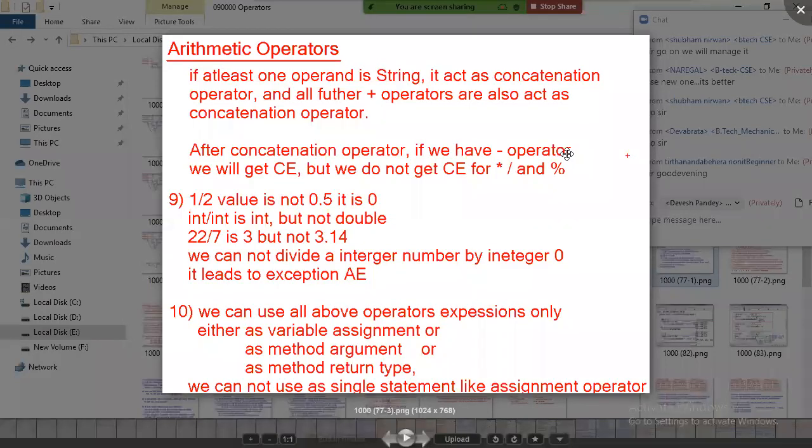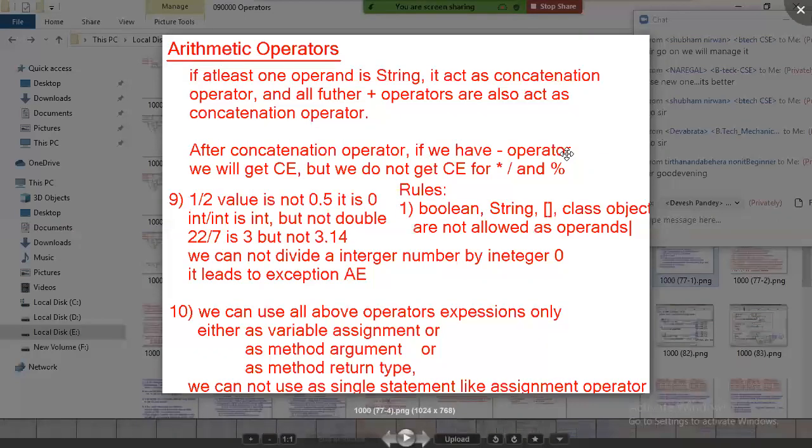We can use all the above operator expressions only as a variable assignment, or as a method argument, or as a method return value. Means all addition, subtraction, multiplication operator expressions, you cannot use as a single statement. If you try to use as a single statement, the compiler will throw an error. Like the assignment operator, it must be part of either a variable assignment, method argument, or method return.